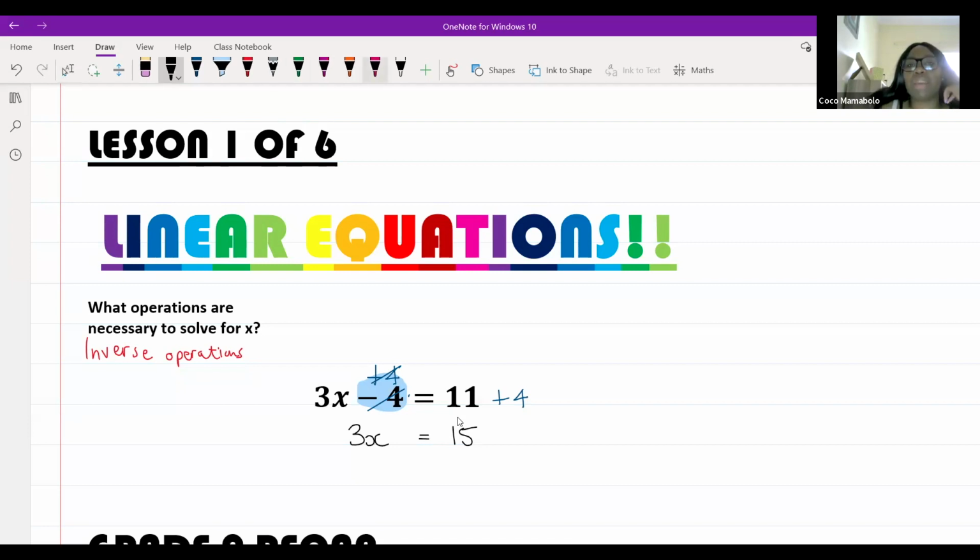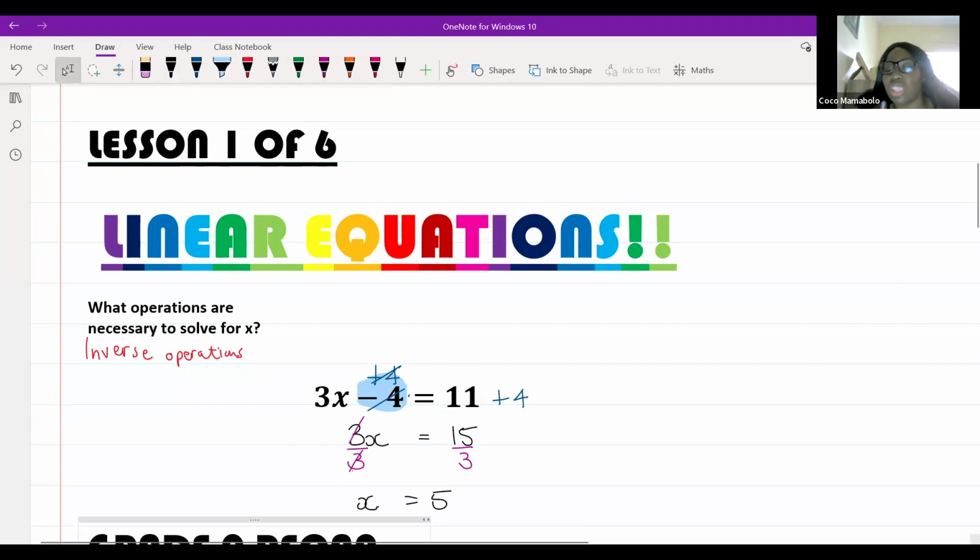All right, next thing I'm going to do is divide both sides by 3. Divide by 3, divide by 3. So that will cancel. 3 divided by 3 will give me 1x, which is just the same as x. And 15 divided by 3 is equal to 5. All right, and that's where we're sitting right now.